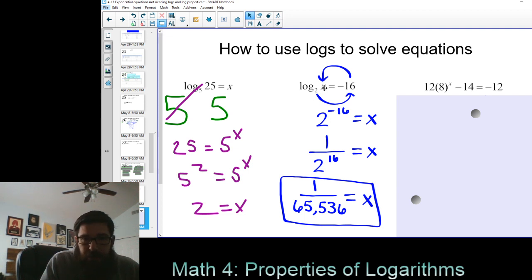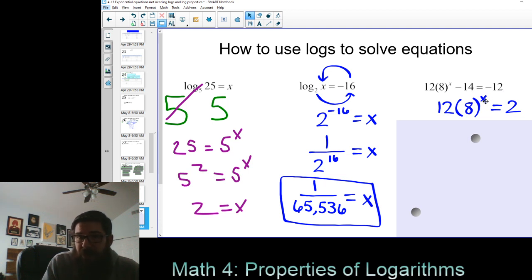2 to the negative 16 power equals x is what this means. This was 5 to the x equals 25, which you see we get to even by a different method out of the logarithm. Now for this last one, we're going to do a little bit of algebra first. I'm going to add a 14 to both sides, which gives me 2. I'm trying to basically do algebra to get x by itself. I'm going to divide by 12 next to get 1/6.